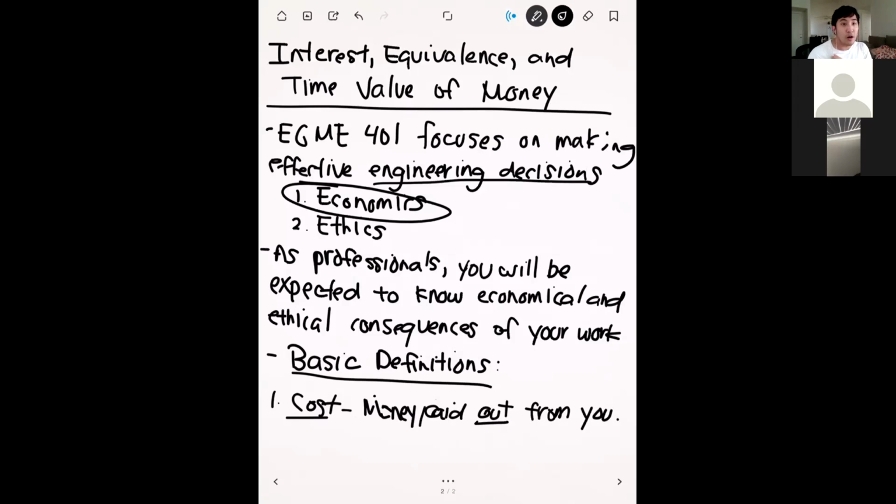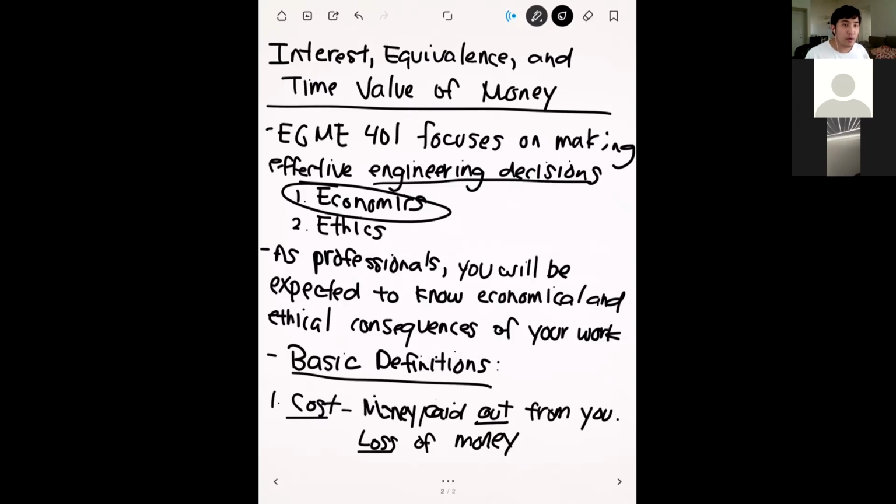So in other words, a cost is a loss of money. Costs are a reality of all engineering projects. Everyone got a taste of that with the activity on Monday, where if you want to make something, you at least need to buy the parts.